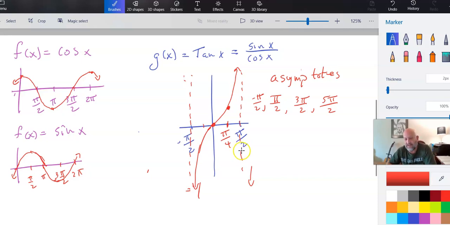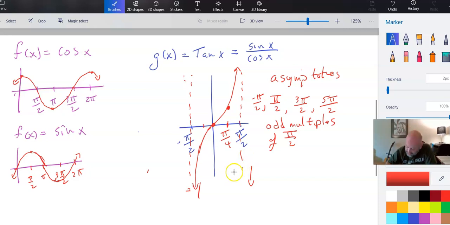Now, there's a couple of ways to do this. What your book says is these are odd multiples of pi over 2, which is fine. This is 1 times pi over 2. This is 3 times pi over 2. This is 5 times pi over 2. So 1, 3, 5. They are the odd ones.